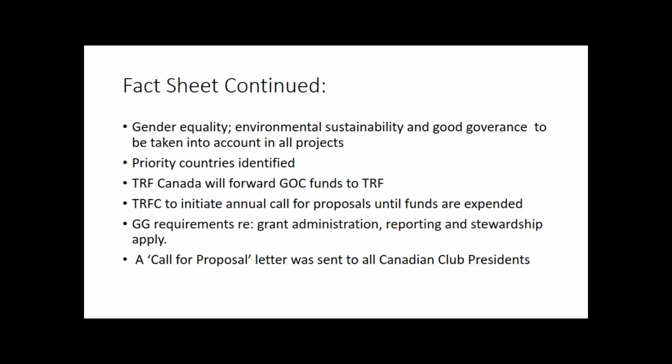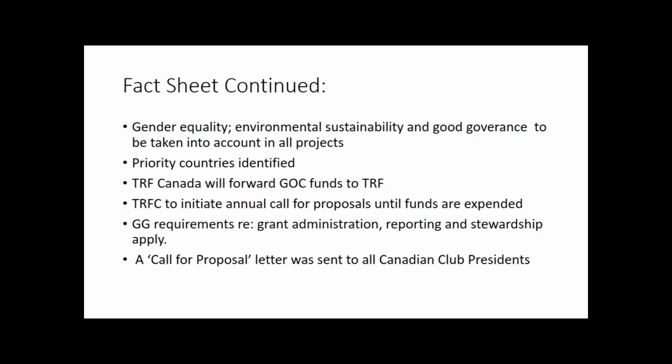TRF Canada will forward Government of Canada funds to TRF. It's a simple process. You get approved, our government sends it right to the Rotary Foundation. Canada is to initiate an annual call for proposals until the funds are expended. So the Government of Canada sends a letter out to all the presidents. Presidents then must send a proposal, a letter of intent to this fund, to see whether their proposal will be accepted. Will that occur every year so that the new president will get that letter? Should, last year it started? Yes. So you should be getting it this year.